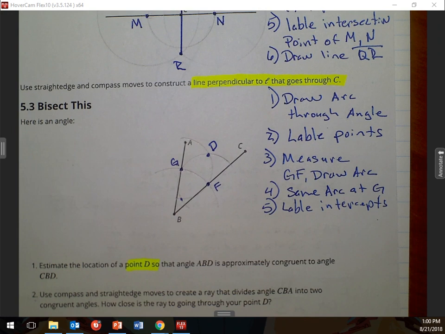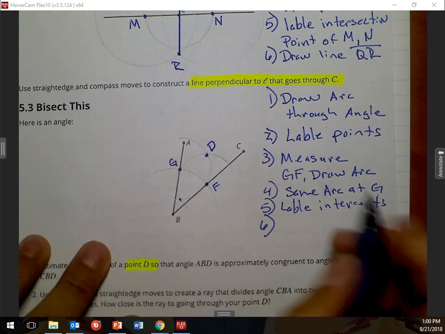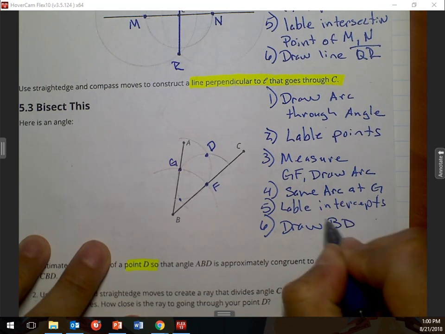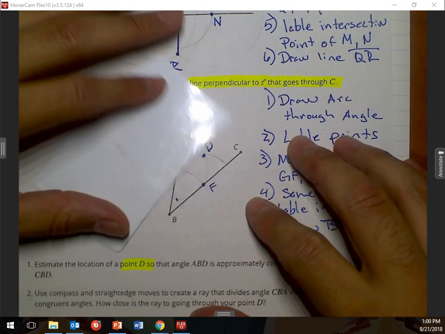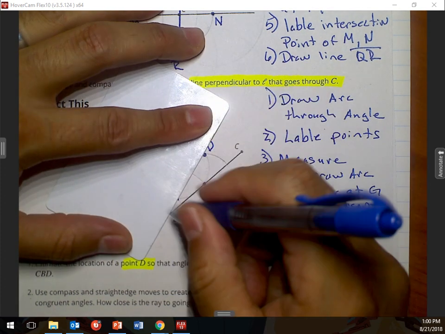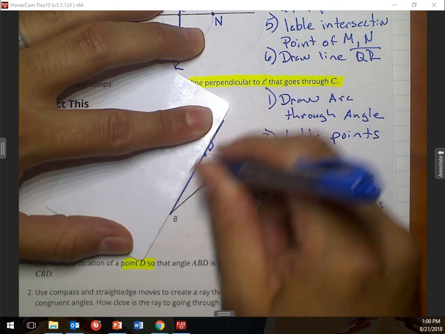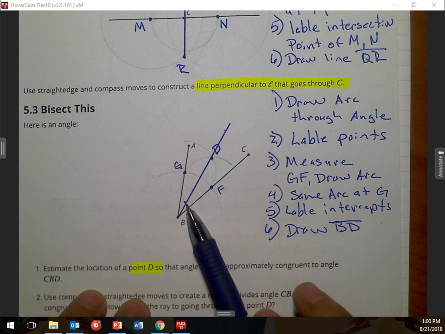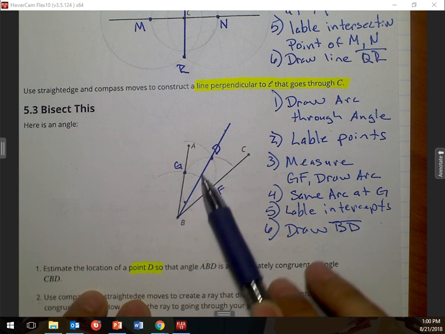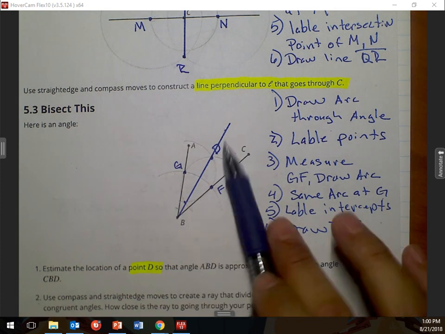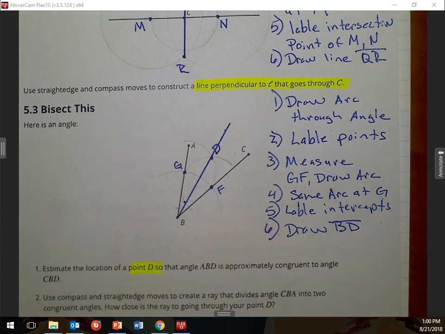So this is what I'm going to do with my straight edge. Step 6, draw BD. If I did this correctly, it should be going through, or really close to, this intersection also. From B all the way through D, these 2 angles right here are going to be congruent.